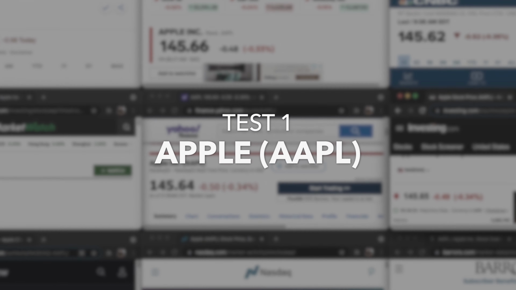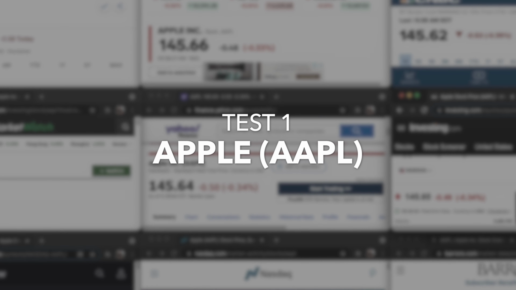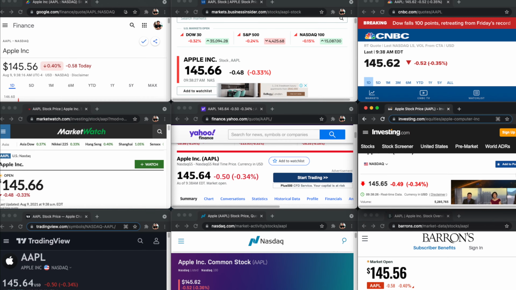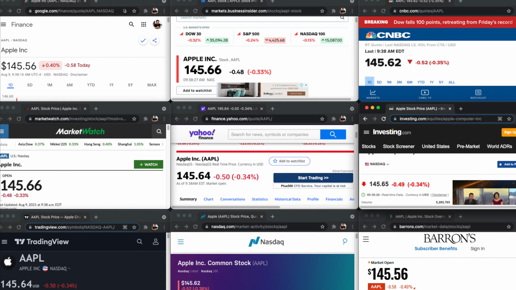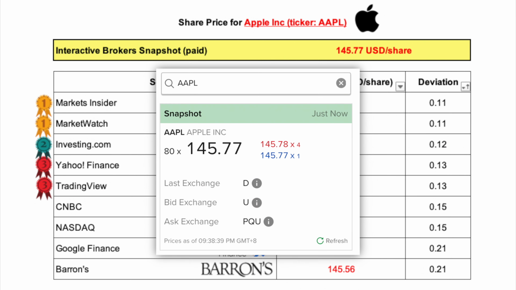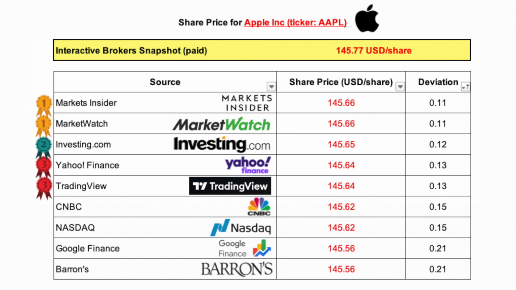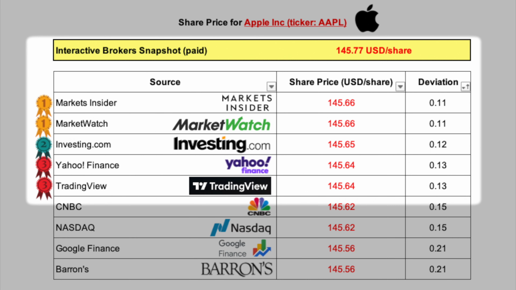Now let's start off the first test with the largest company in the world by market cap, Apple. As I've described before, I've run through the test on 9 different platforms, and here's the result. As you can see, the live share price from the snapshot data was $145.77. And from the result, we can see that Markets Insider and MarketWatch tie at the top spot with about 11 cents deviation, closely followed by Investing.com, Yahoo Finance, and TradingView.